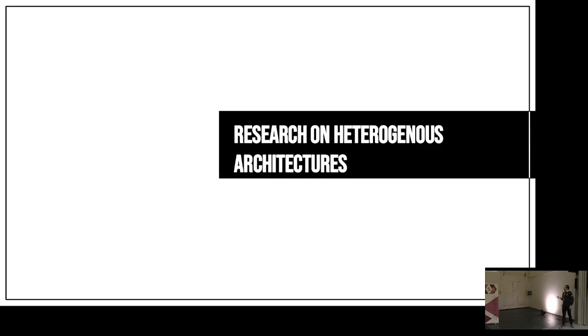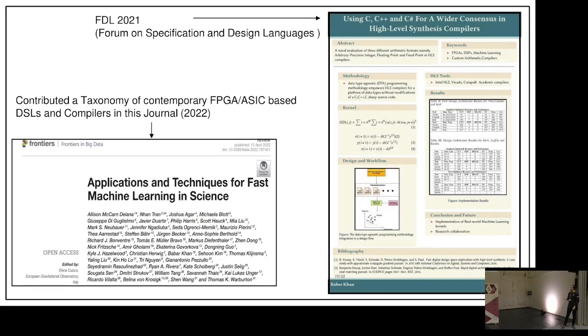So, research on heterogeneous architecture. I have been working on some domain-specific languages and some compilers to target that complexity, to build tools that can help fellow software engineers to use them and not struggle with the hardware architecture.